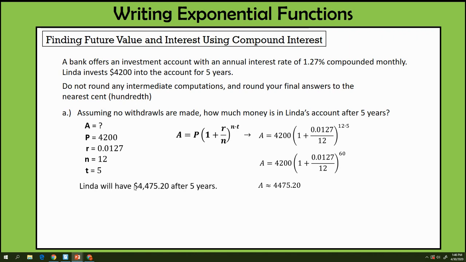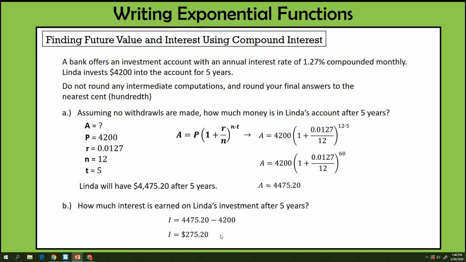Okay. She'll have $4,475.20. How much interest did she earn? Well, take the amount she has total, subtract her initial investment of $4,200. She made $275.20 in interest. Okay. Pretty straightforward. One more example.